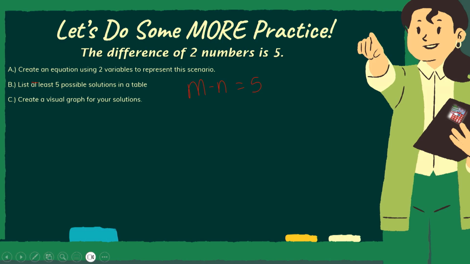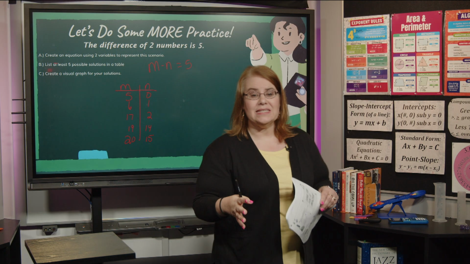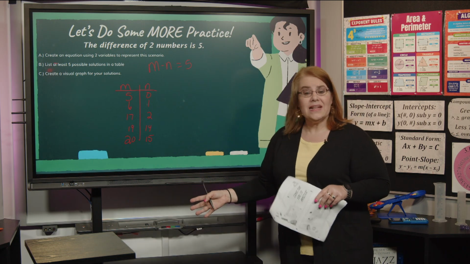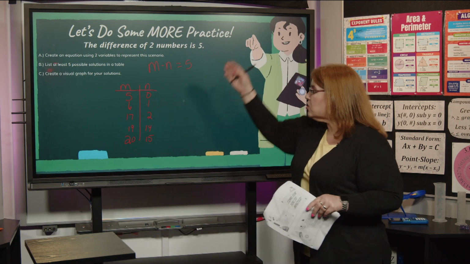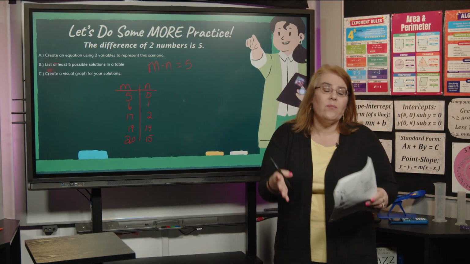So then what I'm going to do next is make my table. I'm going to have my M values and my N values. And then let's see what we've got. All right, so I have 5 and 0. I have 6 and 1, 17 and 12, 19 and 14, 20 and 15. There's so many possibilities. Ms. Killen, I didn't get those exact ones. That's not a problem because there's so many possible answers. I could not have put all of them up here on this board. You could not have put all of them on your paper.